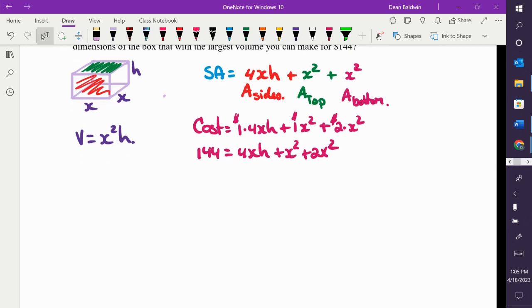Did you add the x squared together? Now you can add them together. We didn't want to do it before because there's different costs associated with it. So now I'm going to go 144 is equal to 4xh plus 3x squared. Okay, what do we want to do? Solve for h.